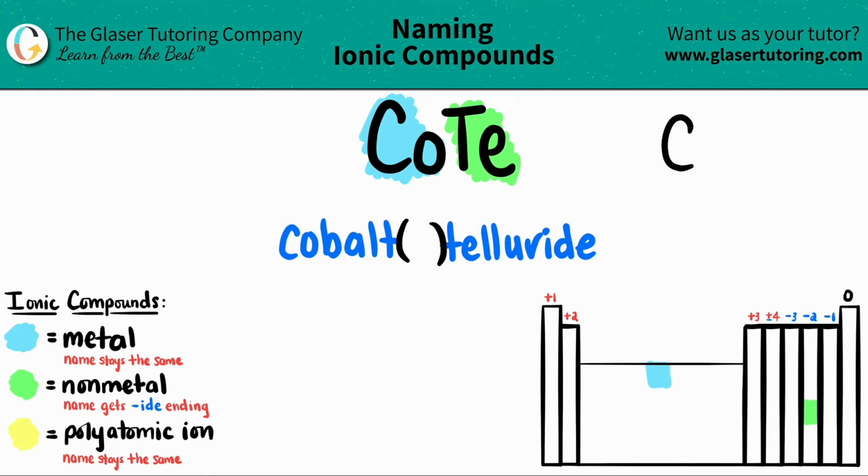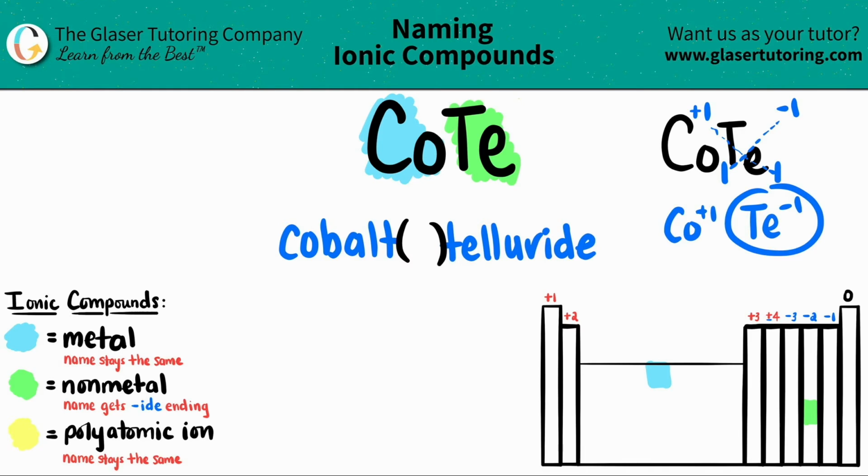It's pretty easy. All we're going to do is take the subscripts and crisscross them up to see the charges. In this case, we had one cobalt and one tellurium, right? Because there were no numbers. So this one crisscrosses up, telling me that tellurium was a -1. And then this one crisscrosses up, telling me that the cobalt was a +1. So I have this.